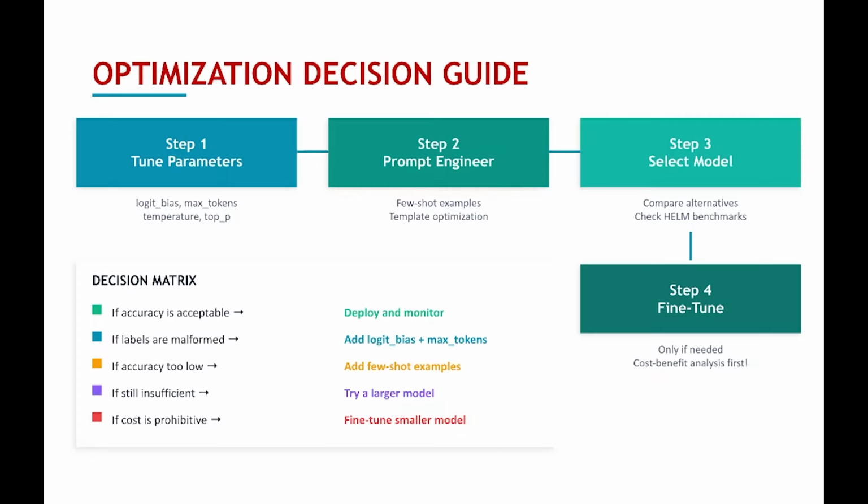The decision matrix, here you can see the matrix labeled with different colors. It really helps. If labels are malformed like this, you can add the logit bias. And if the accuracy is too low, you can add examples. If still not enough, you can try a bigger model. If the cost is too high, you may want to fine-tune a smaller model. So work through these steps systematically on a sample before committing.